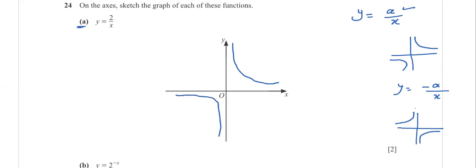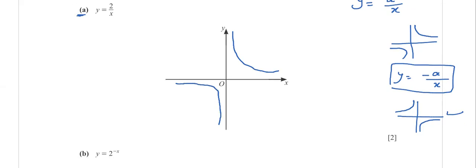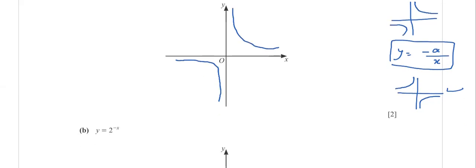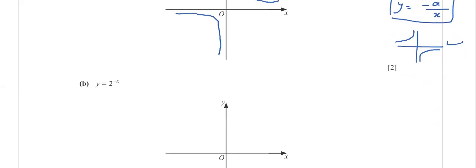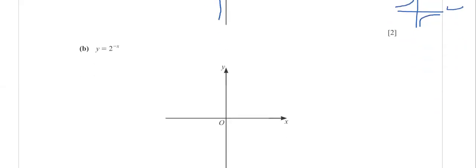Simple. And if it is of this type, we call them reciprocal functions, okay? Then you will make a graph similar to this one. Pretty easy, yes? Okay, then next one. You have to sketch for this type.